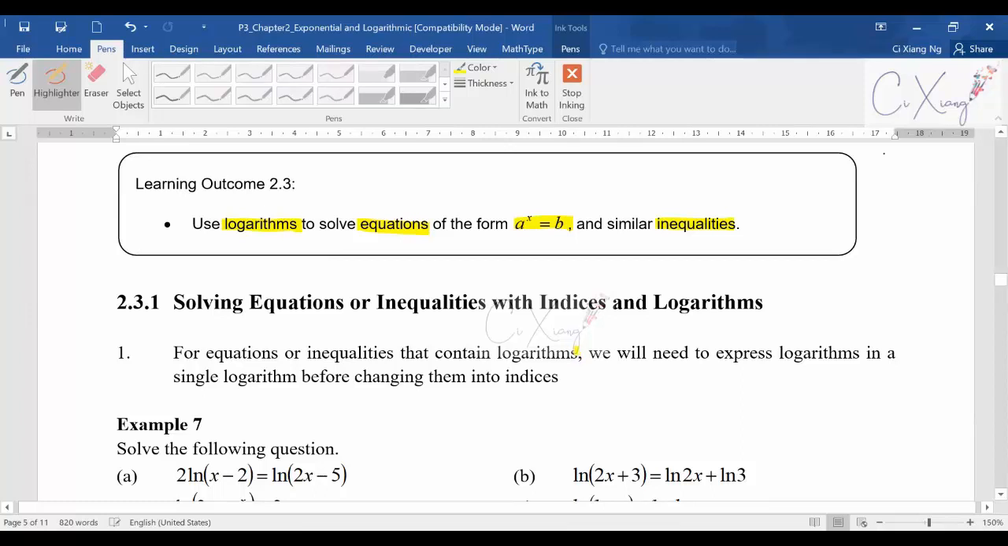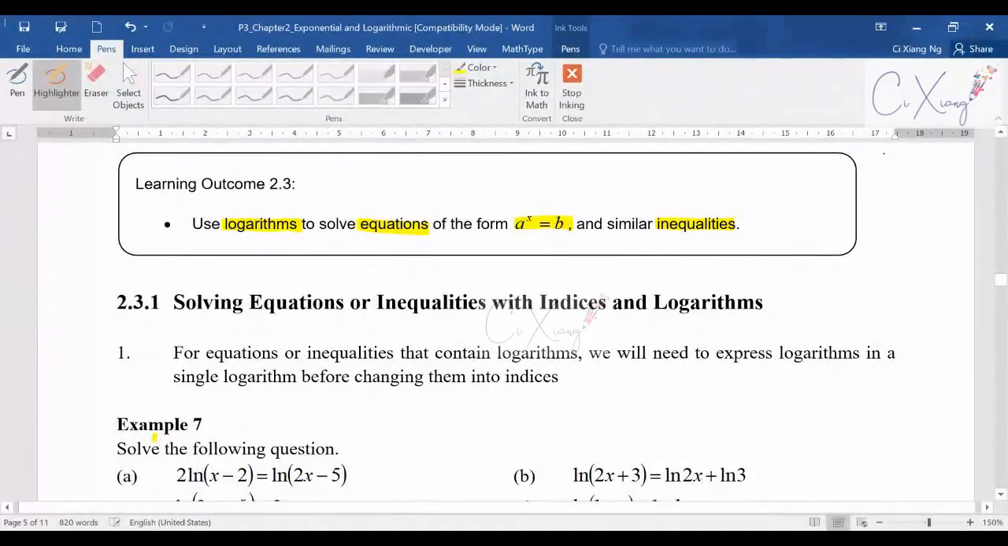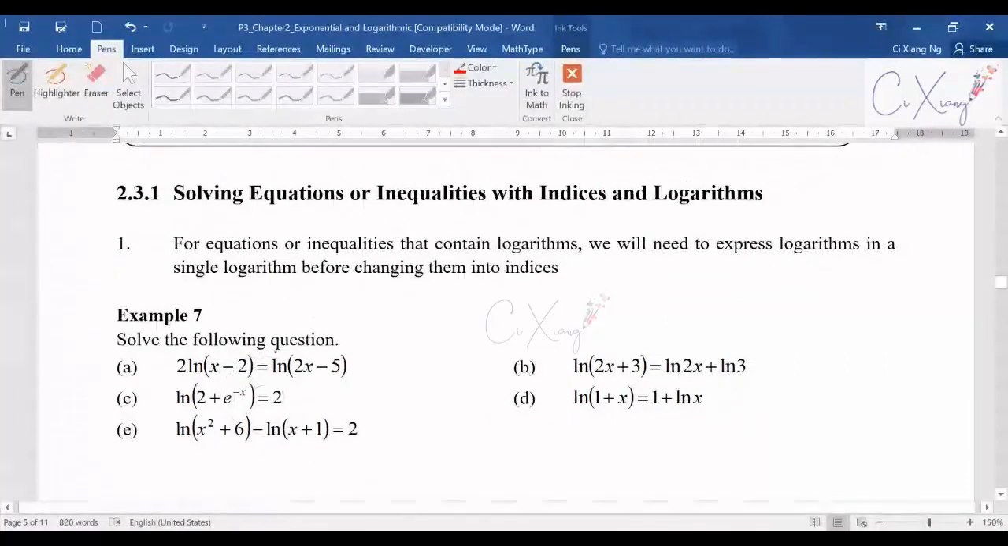In one video we are going to discuss all the questions in example 7, and in another video we are going to discuss the questions in example 8. For example 7, mainly all our questions here have log in the equation.